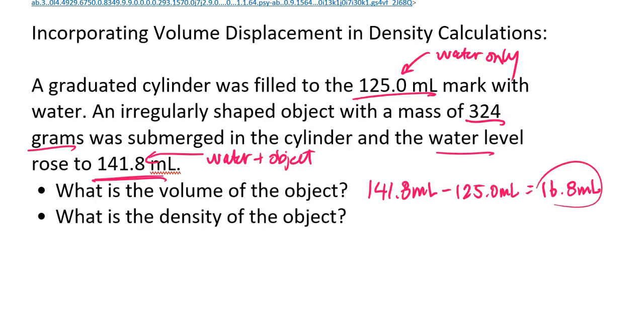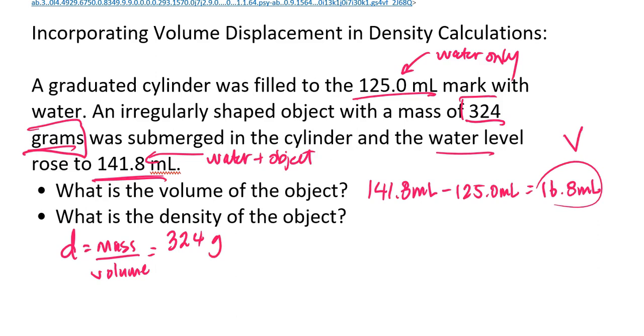Now they're asking for the density of the object. Well, we just calculated the object's volume in the previous step, and I was given the mass of the object within the text of the problem. So all I would have to do is evaluate the density formula with these two measurements plugged in. So that would be 324 grams, and I'm going to divide that by 16.8 milliliters. And if I do that, then I should get 19.3 grams per milliliter.